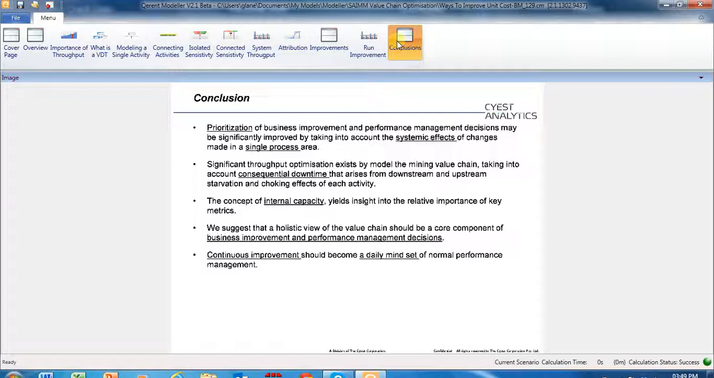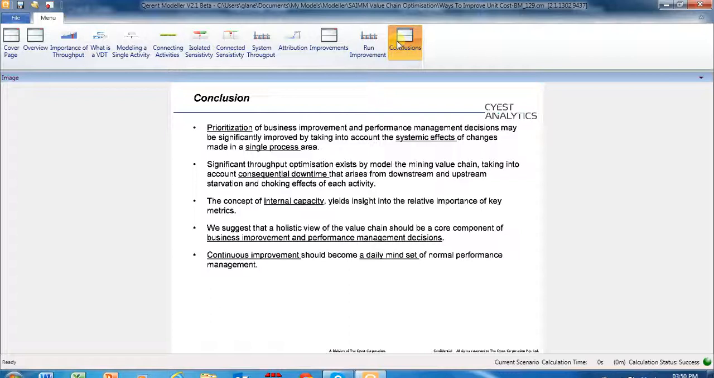Significant throughput optimization exists by modeling the mining value chain and taking downtime into account. And there's a lot of examples that I could give you from our experience of modeling a lot of open cast operations. The concept of internal capacity is a very valuable insight, and it gives you a very important view on what the static constraint is in the system. And a value chain model is a critical part of a business improvement and performance management process that's critical to an operation. And I think also performance management is really a continuous improvement mindset.